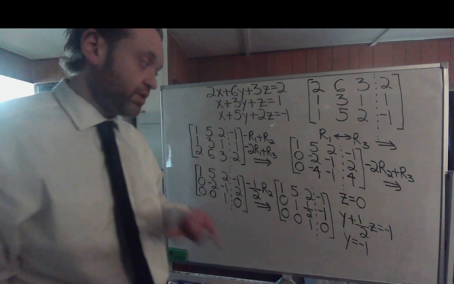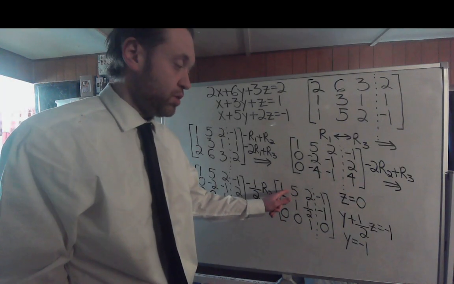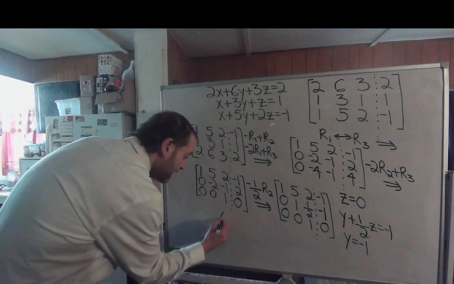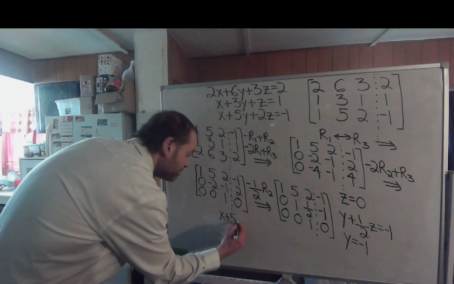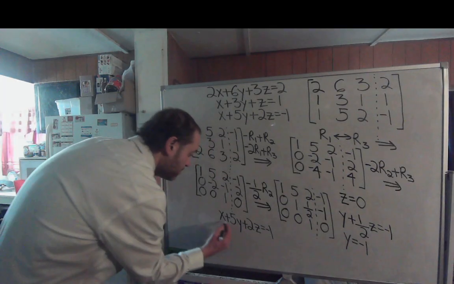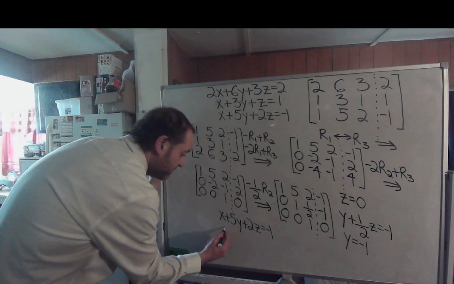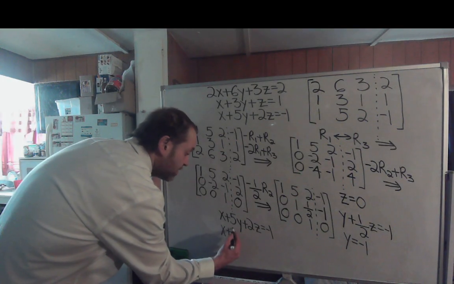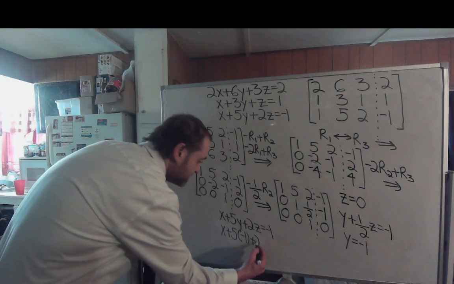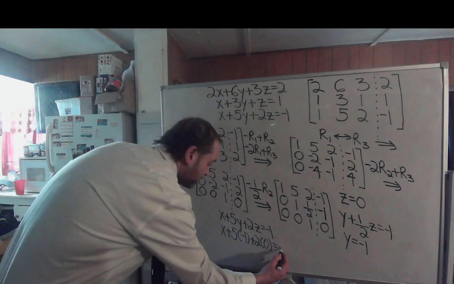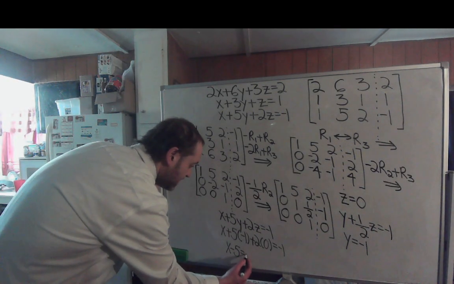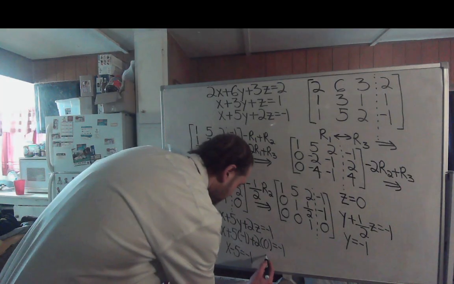You're going to take both of those values, come up to the very top row, put it into the top equation, which would be x plus 5y plus 2z equals negative 1. Well, now you're going to end up having x plus 5 times that y value of negative 1 plus 2 times that z value of 0 equal to negative 1. You would end up getting x minus 5 equals negative 1, which would give you x equals 4.